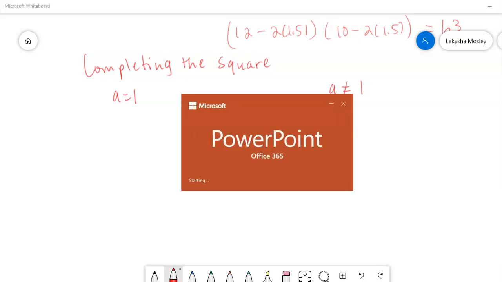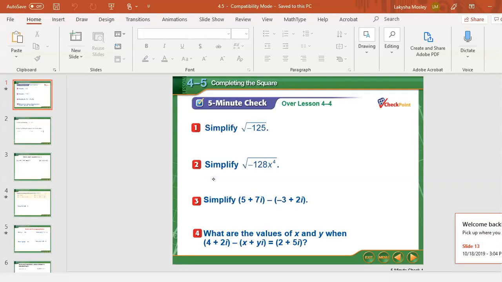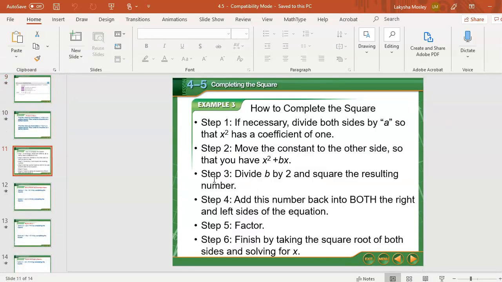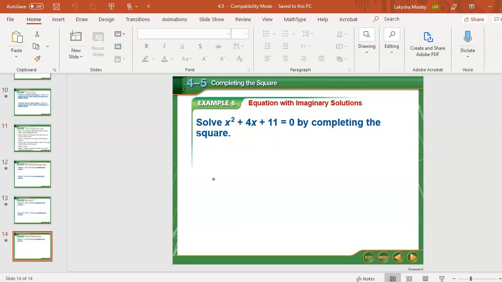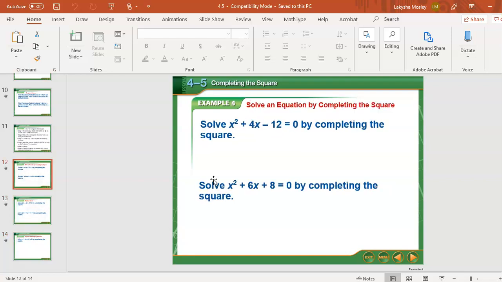I'm going to go into the PowerPoint, which I think is 4.5. There were some examples in here. Let's go down here. There's some notes on completing the square. See how A is equal to 1 there, and it talks about imaginary roots or solutions. Then they have these two. So I'm going to focus on these two. All right, I'm going to do this one right here.